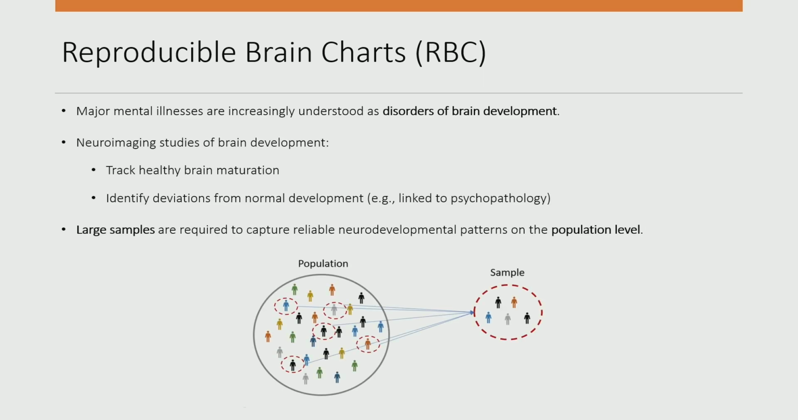All right. So why did we do this study? Major mental health disorders are increasingly conceptualized as disorders of brain development. But if we want to understand mental health, we got to understand both normal brain development and abnormal brain development. And if you want to chart normal brain development, we need big samples. Different kids are different ages. If you want enough resolution to chart brain development at different ages, you're going to need big samples. And if you want to chart abnormal brain development, even harder, you need bigger samples.